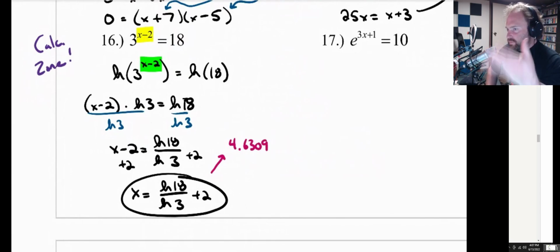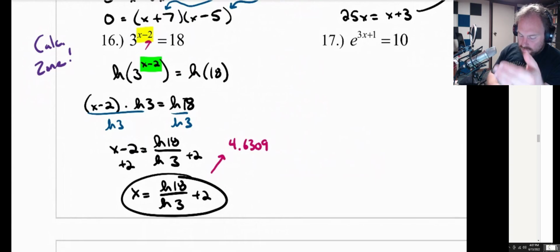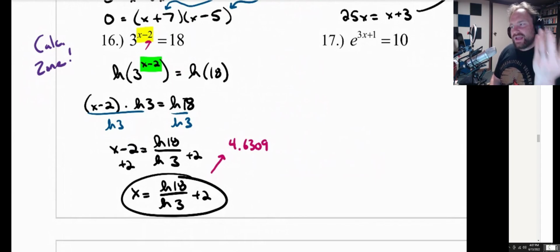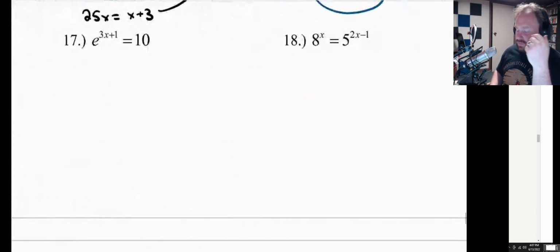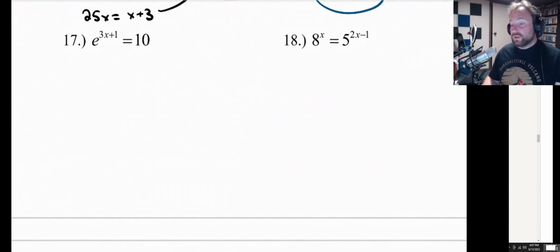Which tracks, because if you subtract 2 from it up here, you'll get 2.6309, and 3 to that power is 18, which fits what we kind of thought about at the beginning of the problem. That's how all these problems are done. This next one actually will kind of have a, well, it won't. I thought it might for a little bit, but number 17 and 18, we're going to solve the exact same way. They're going to get a little algebraically hairy, but they're both solved the same, use the same method.